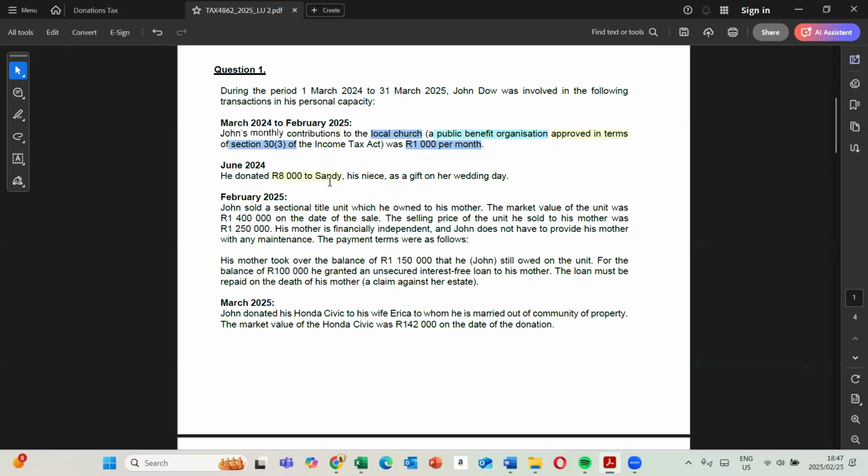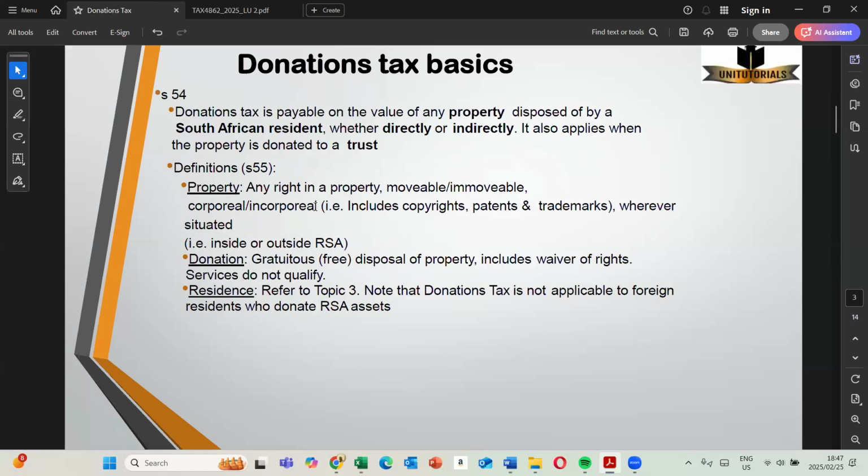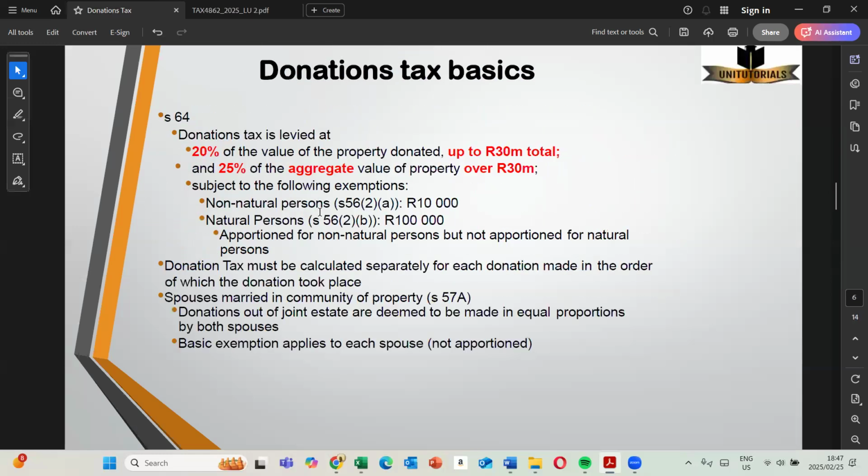This is your first taxable amount with regards to donations tax. Then you go up there. Let's look at section 64. What is section 64 saying? It says, subject to the following exemptions, natural persons. Remember, John is a human being, not a company. So John is going to get, actually section 56, subparagraph 2B, as a natural person, an exemption of 100,000.